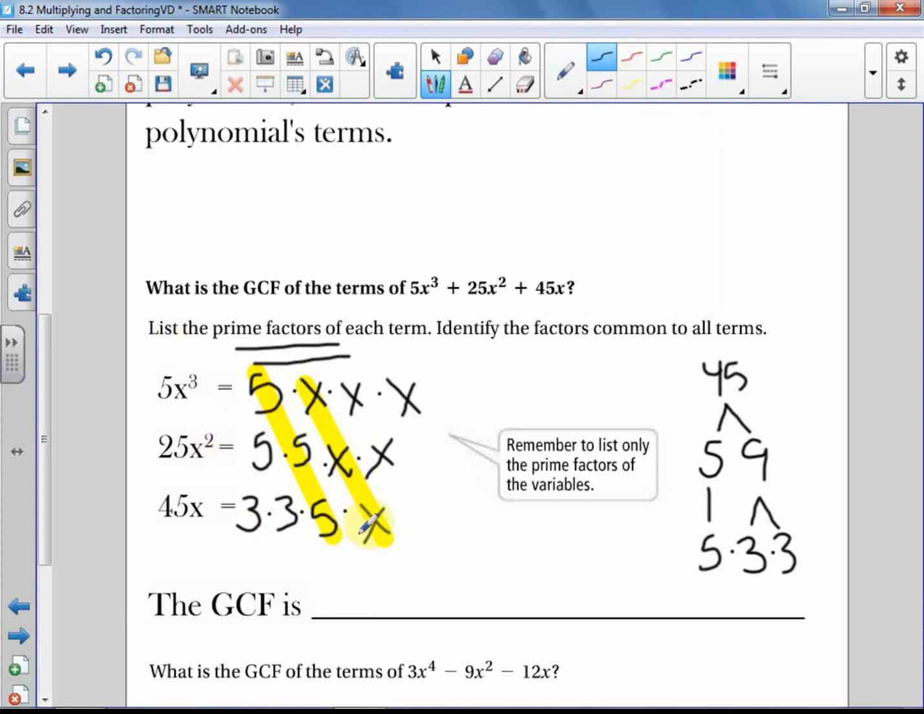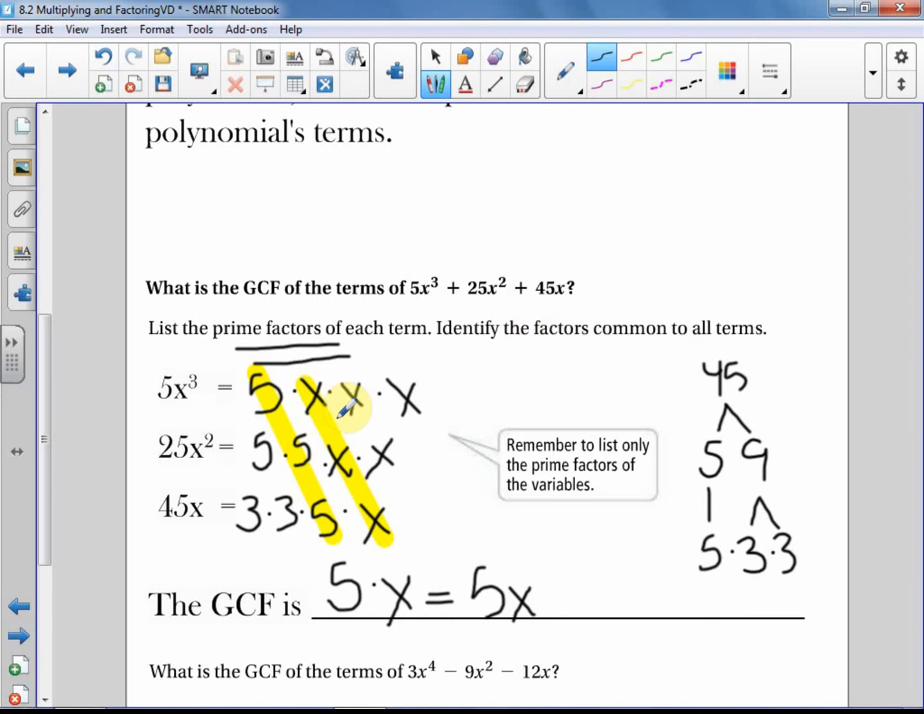So now the GCF are the terms in common multiplied together. So we have a 5 in common, and we have an x in common to all of these terms. So when we multiply that together, we get 5x. That is how you find the GCF of a polynomial. So this is going to be the first step when we are factoring out a monomial.